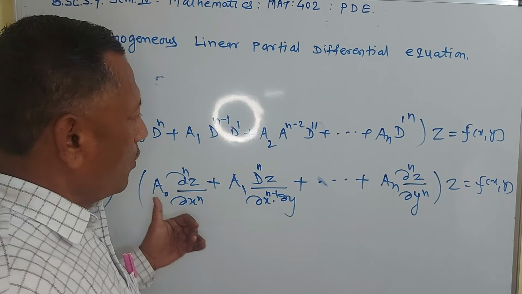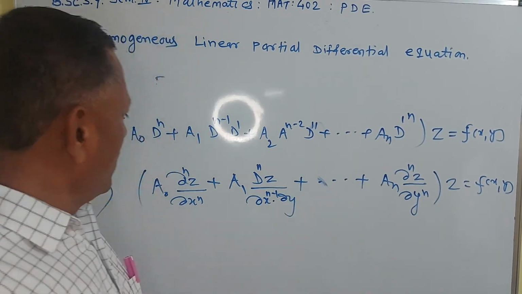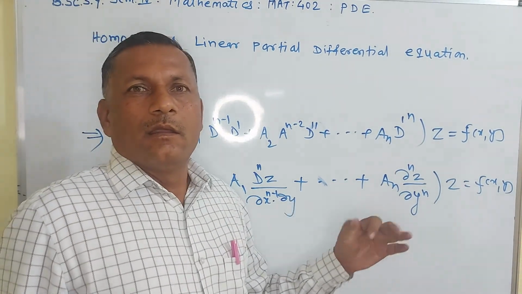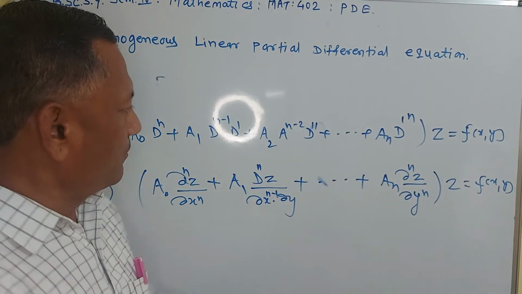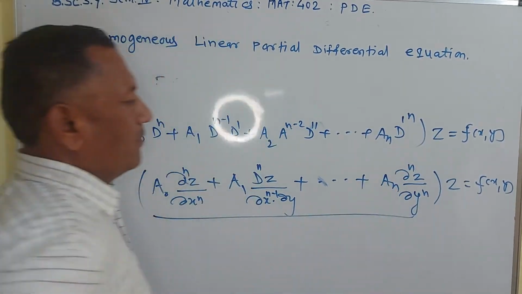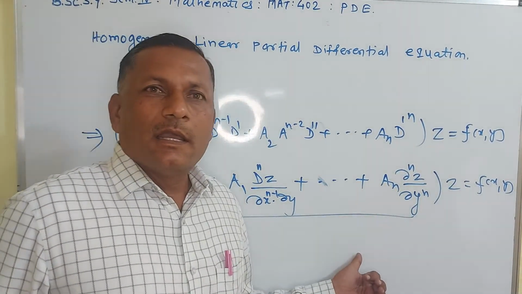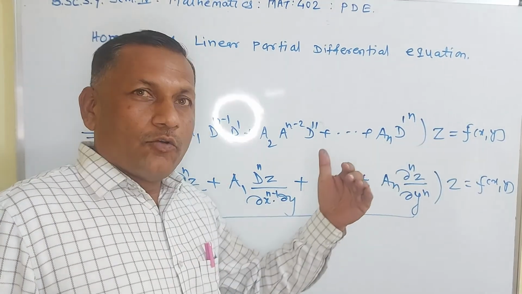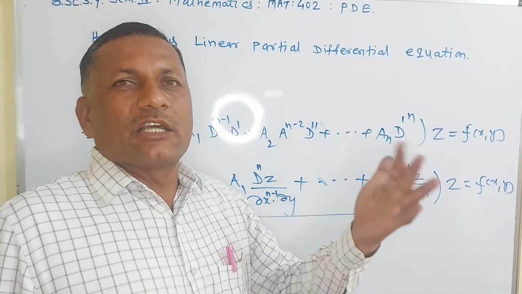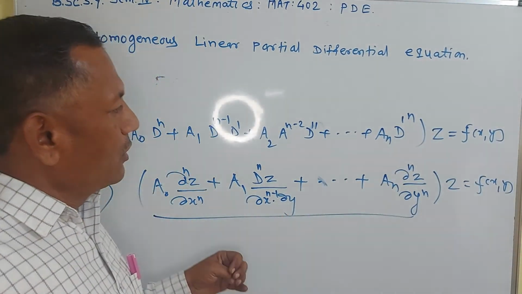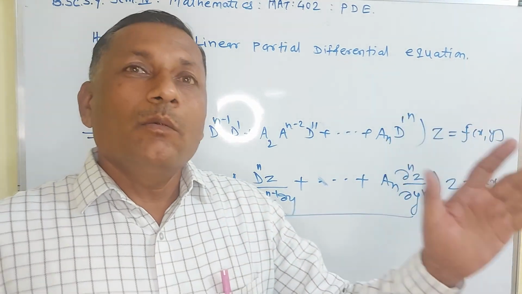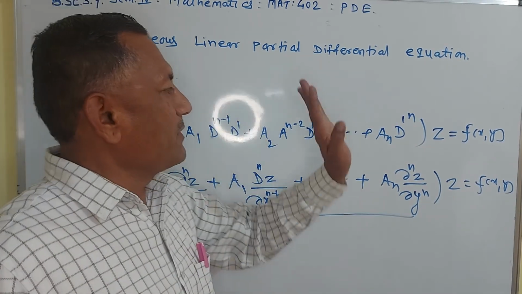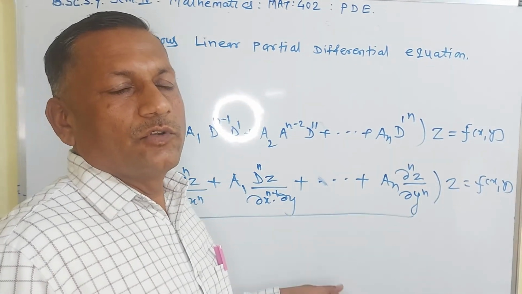In the next lecture we see how to find the auxiliary equation for this polynomial f(D, D') and how to find the solution. When the auxiliary equation has repeated roots, we find a solution, and when the auxiliary equation has no repeated roots, how to write the solution of the homogeneous linear partial differential equation. So we stop here. Thank you.